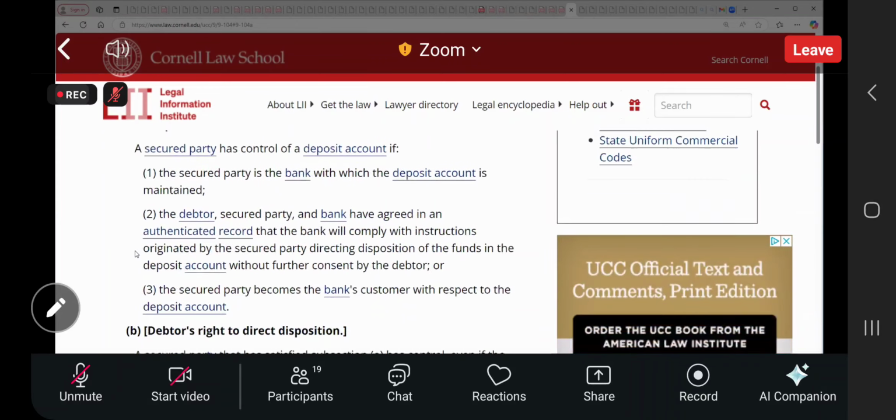9104, what it said, A3. A secure party becomes the bank customer with respect to the deposit account. Now, your last name, first name, middle name is the secure party. The customer is your first, middle, and last name. The secure party becomes a bank customer with respect to the deposit account.